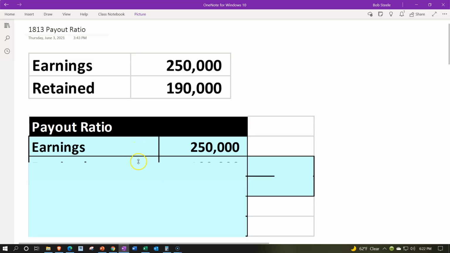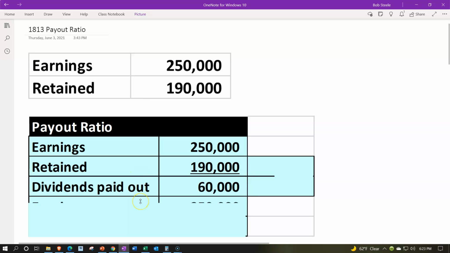We're going to say the earnings are $250,000. We'll imagine that in essence being the net income of the company. We're going to say that we retained, now that doesn't mean retained earnings, it means that's the amount that was retained of the earnings. That's the amount that the retained earnings will increase by. But retained earnings being a balance sheet account, it already has a beginning balance and then would increase by this amount. Then we take the $250,000 minus the $190,000. That's going to give us our $60,000. That's the amount then that must be paid out in dividends.